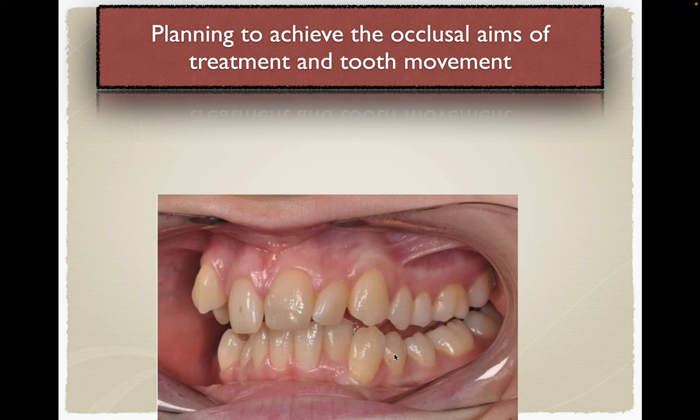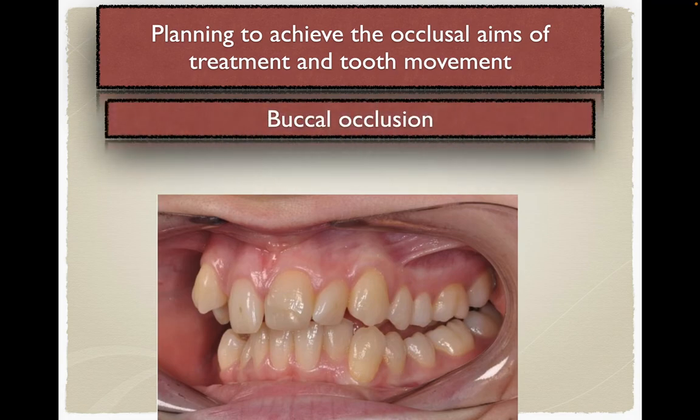As a rule of thumb, if your canine relationship is half unit or more, after we do our calculation in the lower, you need to extract upper 4s. If it's less than that, you can go for the 5s. If you need 60% or more of your extraction space, you have to reinforce your anchorage. So this is how we think when you do treatment planning, and this is how you should think when you do your treatment plan. And then you decide the buccal segment relationship.